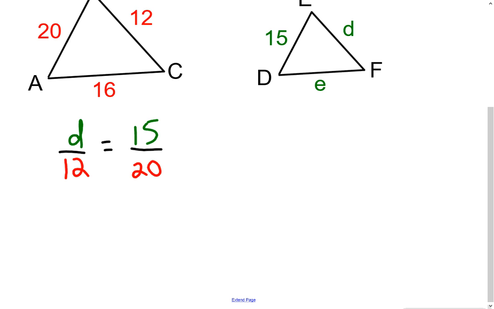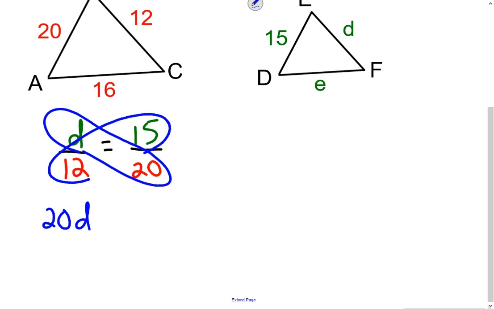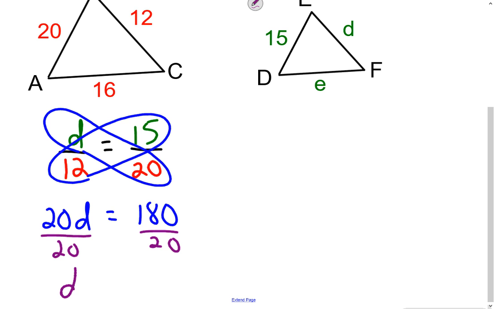So I come here and I go, well, D times 20, that's going to put us at 20D. And then when we go 12 times 15, that equals 180. Now, if we divide both sides by 20, we find out that D equals 9. So we just figured out this side length right here is 9 units long.